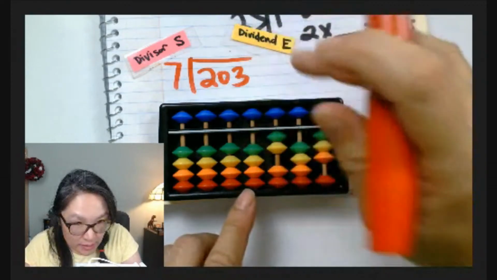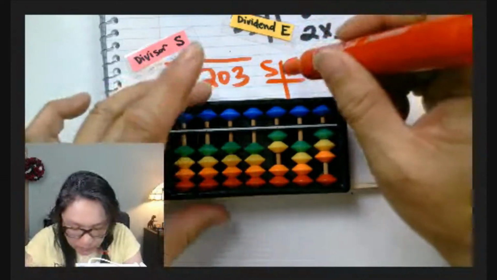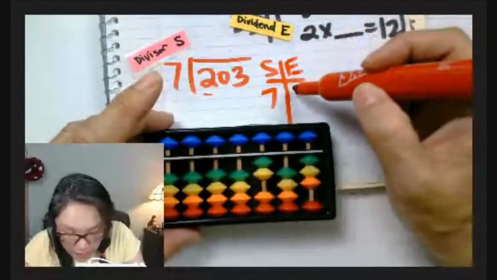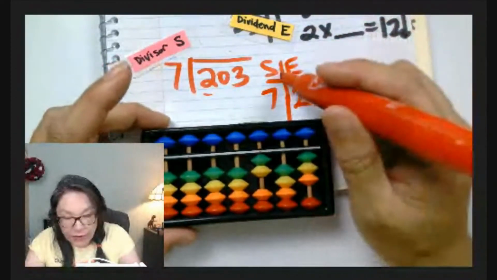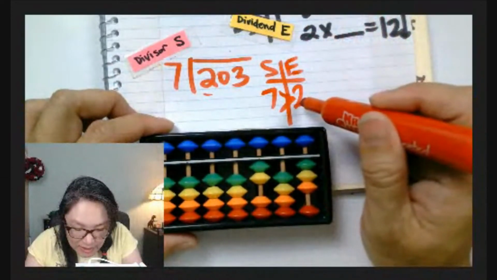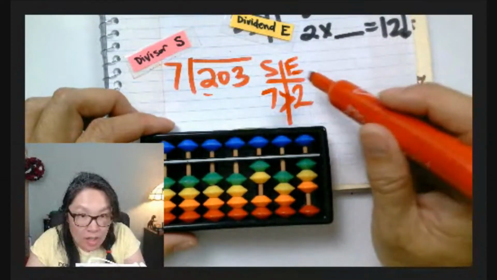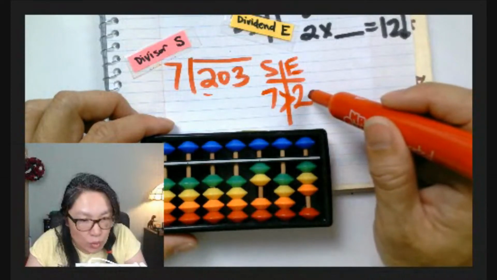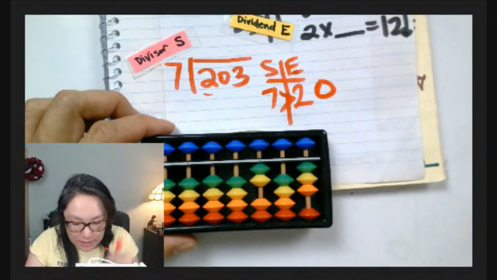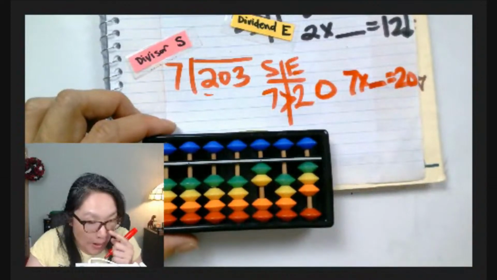Now our divisor is 7. Our dividend is 2. Who is bigger, our divisor or our dividend? Because our divisor is bigger, we need to actually have the second number, because you cannot divide 7 into 2. So that's why we need the second number, which is 0. Does that make sense?